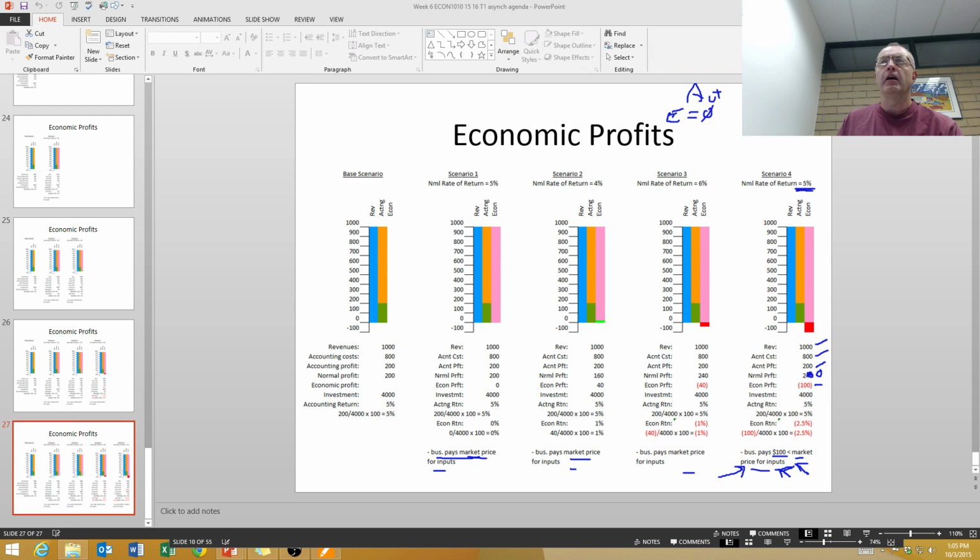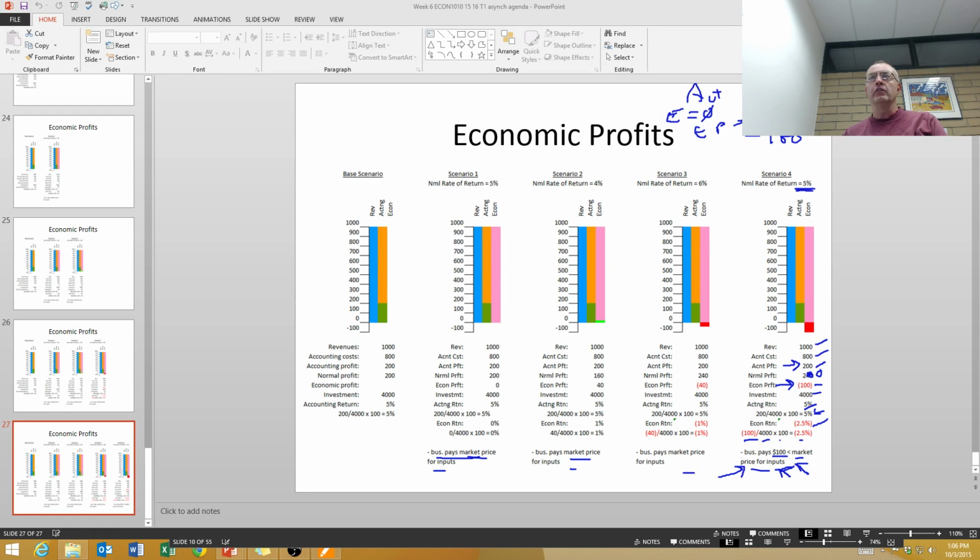the economic profits are minus 100. So we factor in the additional costs, and the economic profits are negative 100. So even though the accounting return is still 5%, because the accountants say he's still making $200 on a $4,000 investment, when we factor in the $100 loss, the opportunity cost, the economic return is minus 2.5%. So it's minus 100 divided by 4,000 times 100 equals minus 2.5%.